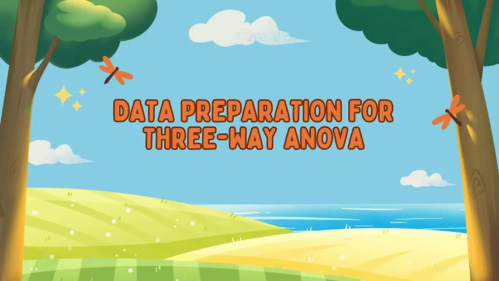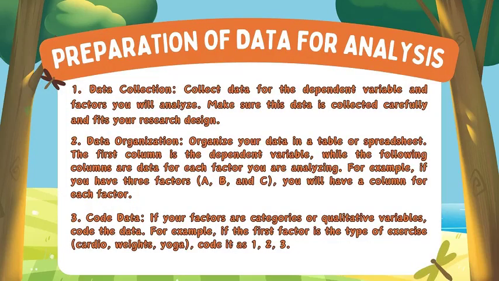The next is data preparation for three-way ANOVA. This is the preparation of data for analysis. The first step is data collection. Collect data for the dependent variable and factors you will analyze. Make sure this data is collected carefully and fits your research design.